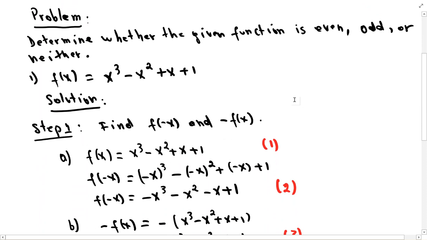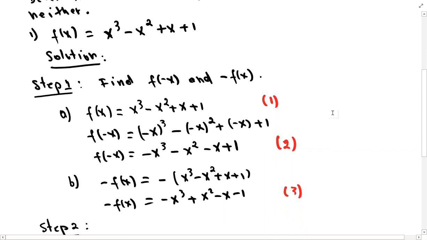We are asked to determine whether this given function is even, whether it's odd, or whether it's neither. The function is f of x equals x cubed minus x squared plus x plus 1. So we're going to try to verify whether the function is even. That's first. Second, whether the function is odd. Now, if neither of those two conditions is satisfied, then we know the function is neither.